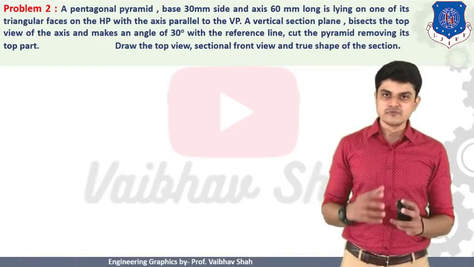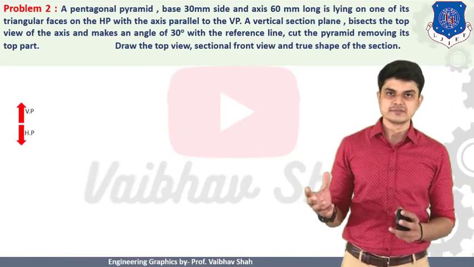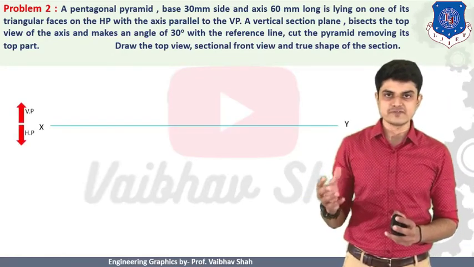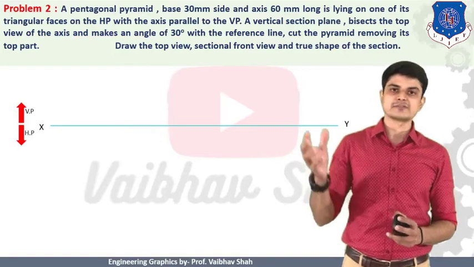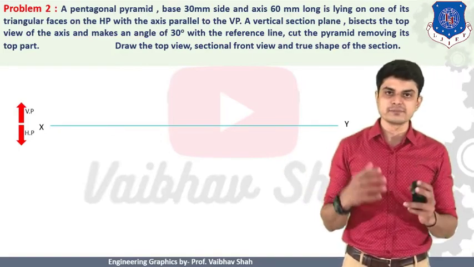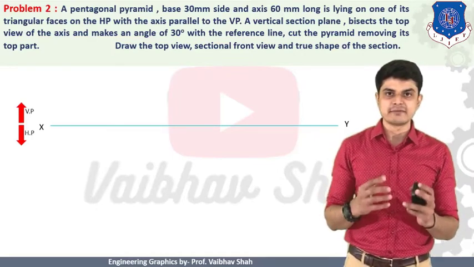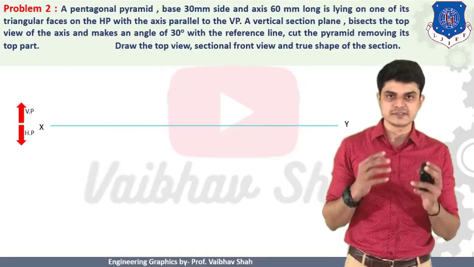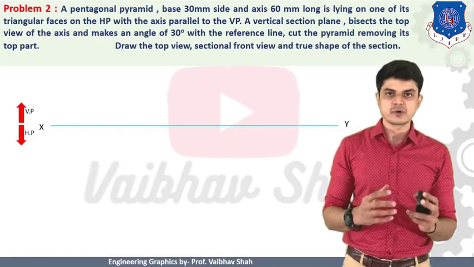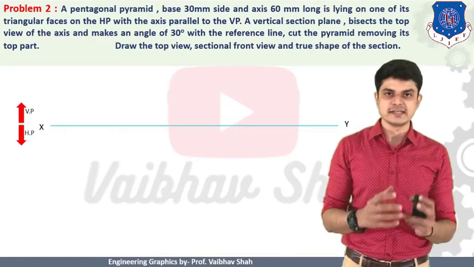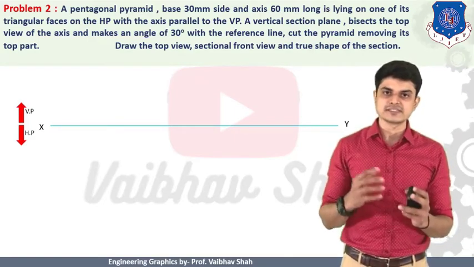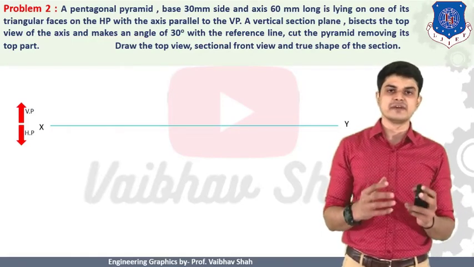So now let us first draw our XY line like this. As we know, the portion just over your XY line is VP, and the portion below your XY line would be your HP. So here it is said that it should have a triangular face on HP. So you should start drawing the pentagon from HP itself. Let us put our pentagon in such a way that we have a triangular face on HP.